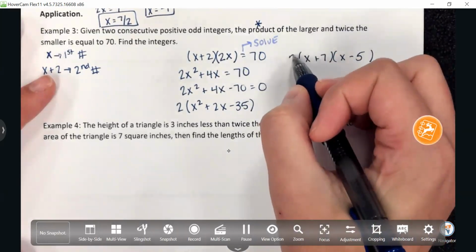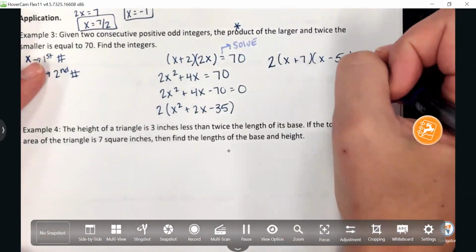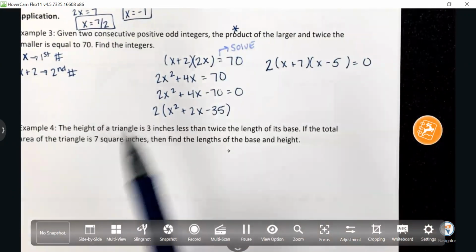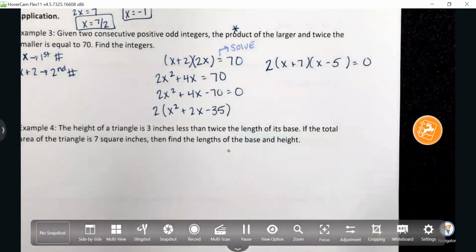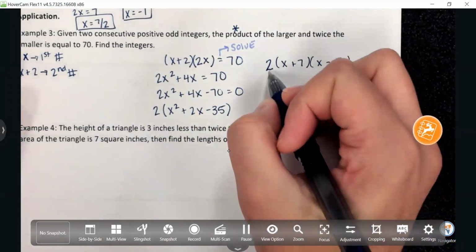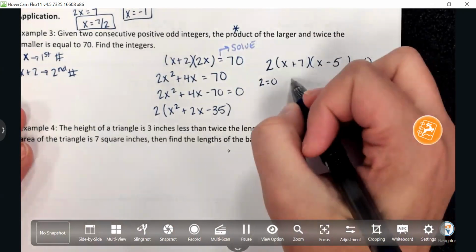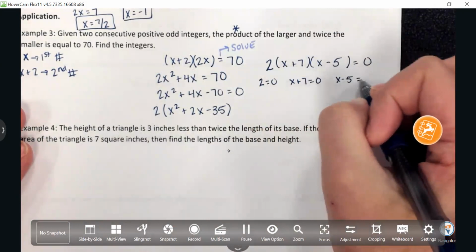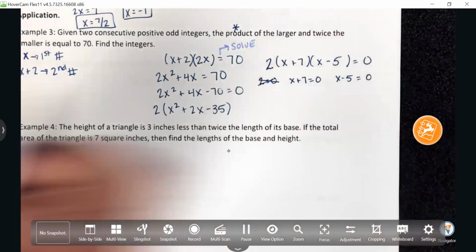Don't forget about your GCF. He's got to hang out in the front. Equals 0. All of my factors have to be set equal to 0. Every single factor. So my GCF has to be set equal to 0. X plus 7 equals 0. X minus 5 equals 0. Can 2 equal 0? No, so that one crosses out.